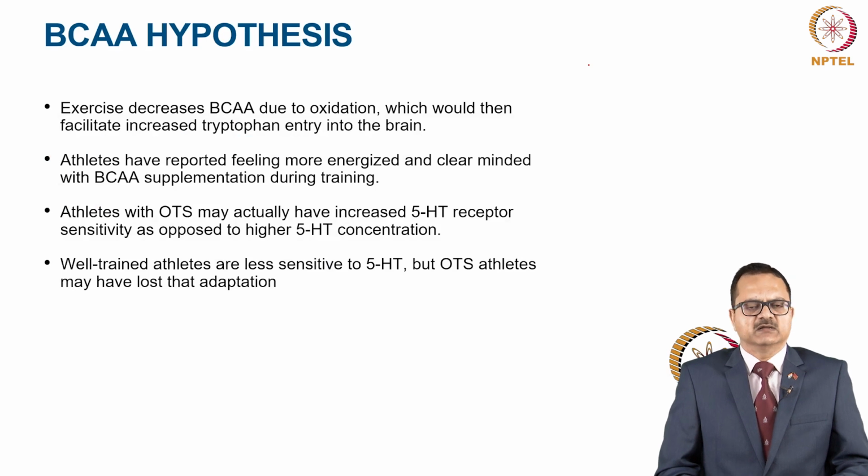Exercise decreases branched-chain amino acids due to oxidation, which should then facilitate increased tryptophan entry into the brain. Athletes have reported feeling more energized and clear-minded when BCAA supplementation is given to them during training. Athletes with overtraining syndrome may actually have increased 5-HT receptor sensitivity as opposed to higher 5-HT concentration. Well-trained athletes are less sensitive to 5-HT, but overtraining syndrome athletes may have lost that adaptation.